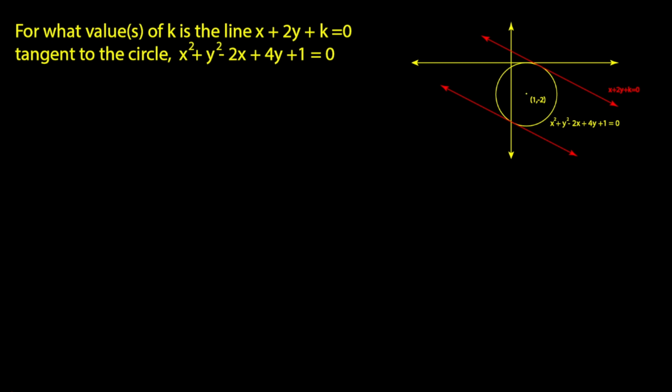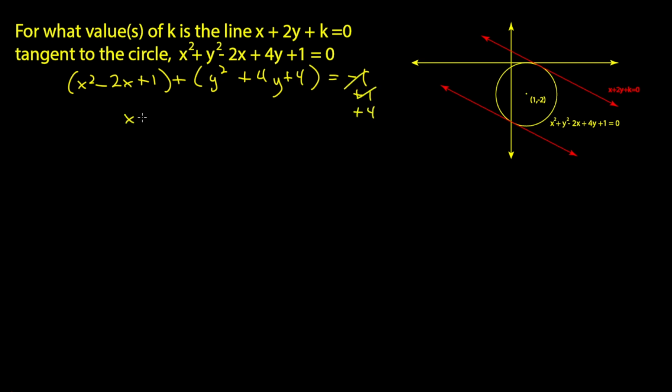So we're going to write out the circle and complete the square. So x squared minus 2x there, plus y squared plus 4y, opening these up to complete the square. Move the 1 over. Half of negative 2 is 1, squared is 1. Half of 4 is 2, squared is 4. So plus 1 plus 4, because it's an equation. Those cancel. And you have x minus 1 squared plus y plus 2 squared equals 4.